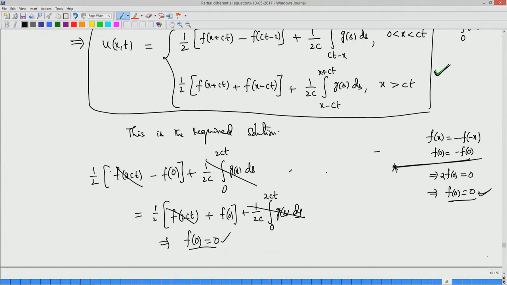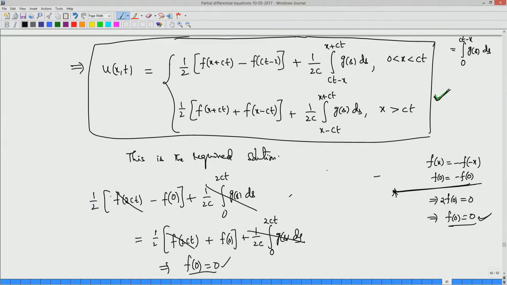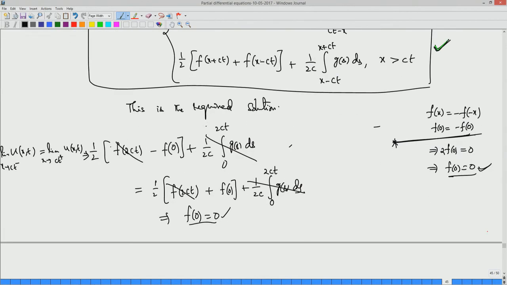So, how do you do that? For g of 0, you have to differentiate. Not only that, what you did is, you should say the limit of u of x, t as x goes to c t from the left hand side is equal to the limit of u of x, t as x goes to c t from the positive side. So, this gives me f of 0 is 0.